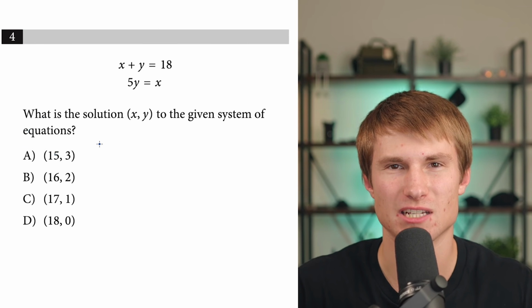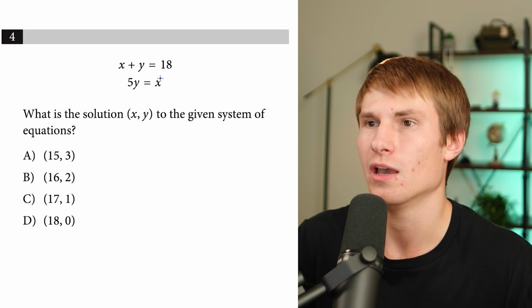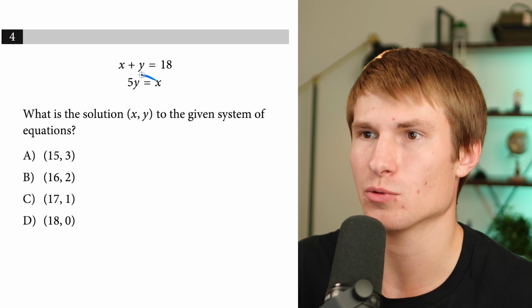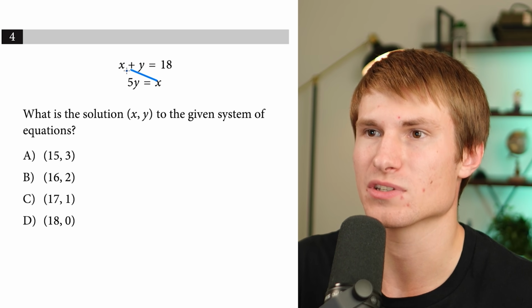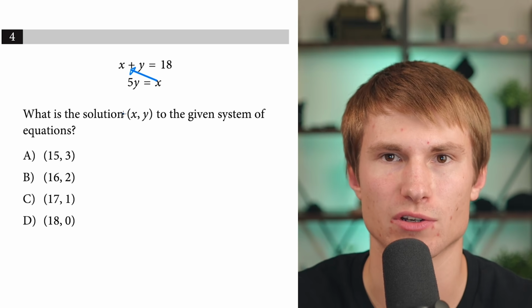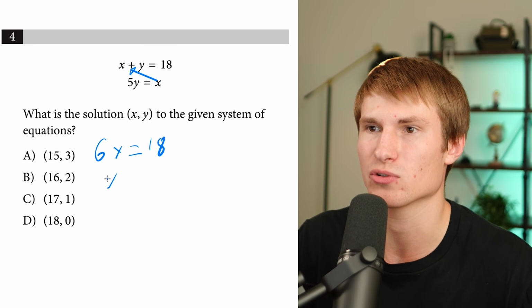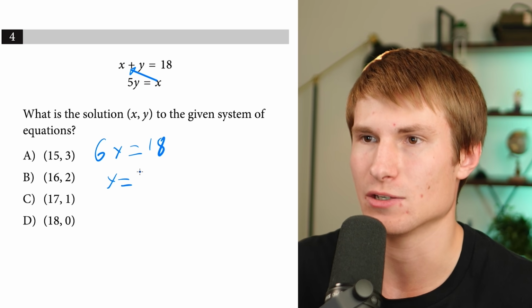Here's a tip for the SAT math section. Question 4 states what is the solution (x, y) to the given system of equations? If you see that you have 5y equals x, you can take this x and substitute in that 5y. This will help you solve y, and then afterwards you can solve x. So let's go ahead and do that. 5y plus y will give us 6y is equal to 18. From there, we divide both sides by 6, and we'll see that y is equal to 3.